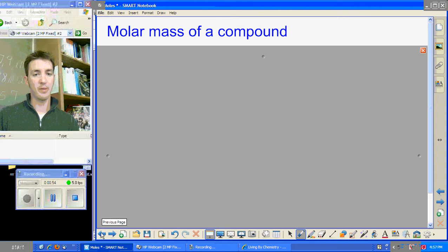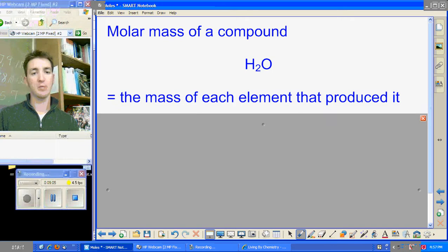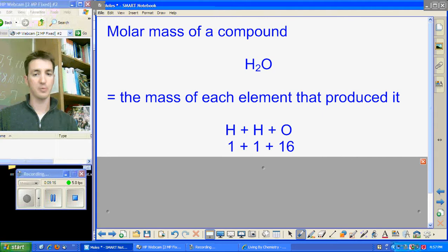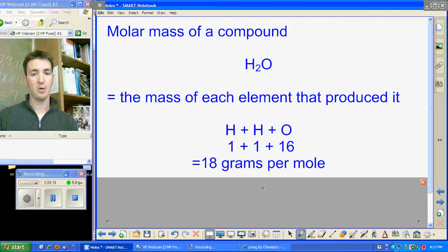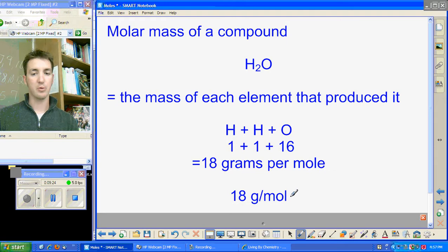So we looked at molar mass of individual things. So carbon was 12.011. Oxygen would be, look on the table, 16 grams per mole. Molar mass of a compound, like water, is equal to the mass of each element that produced it. So water is produced by adding 2 H's and an O. So if you look on the periodic table, it will tell you it's about 1 plus 1 plus 16, or 2 H's and an O. That adds up to 18 grams per mole, and we write that as grams per mole. Notice the abbreviation for mole is mol, because the E is the really time-consuming letter to write, and so they just save you that trouble. So 18 grams per mole.